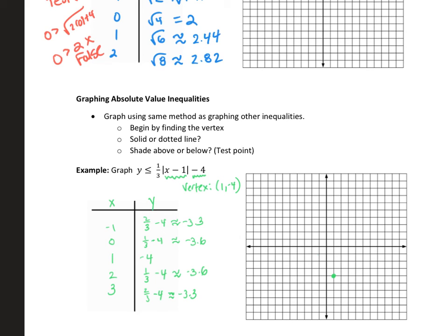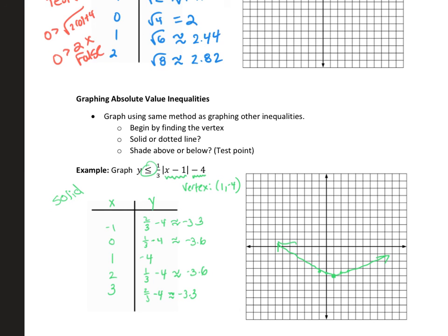So let's go ahead and plot those points. We got (-1, -3.3). Again, I'm just approximating this. (0, -3.6). (1, -4) we got. (2, -3.6). And (3, -3.3). And so you can see here, it's starting to take the shape of a V. And looking at my original inequality, it's equal to, so we know this should be a solid line for each part of my absolute value.